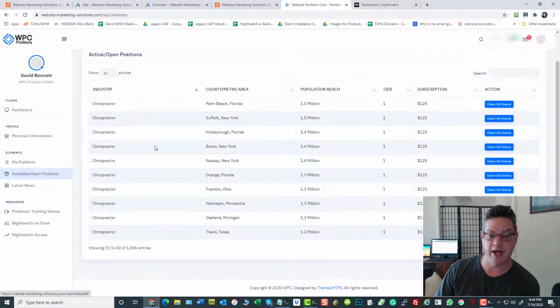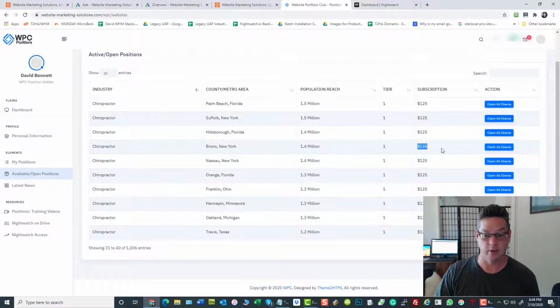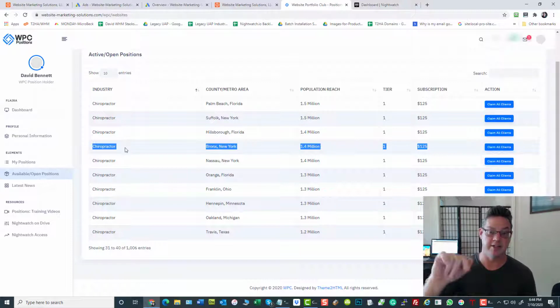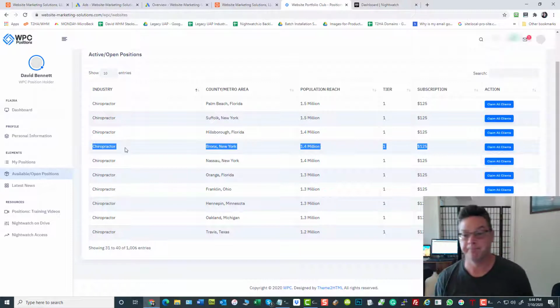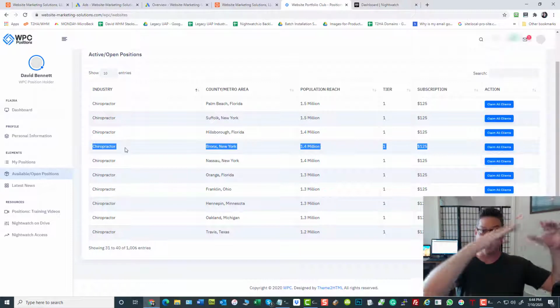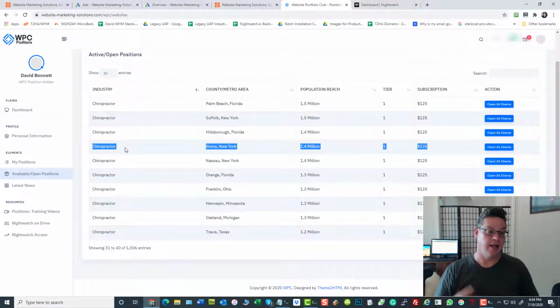Okay, so does it really matter what you grab from in here? If you were to say, well, should I get chiropractor in Bronx, New York with a population reach of 1.4 million? If I'm subscribing at $125, I can claim all the clients in that area, because once you get it, we're going to start making sure to reach out to clients in those areas so we can start to onboard them, right? We'll drive graphs up, show them what we did, and when they go, oh man, I'm joining, then you start getting paid, okay?